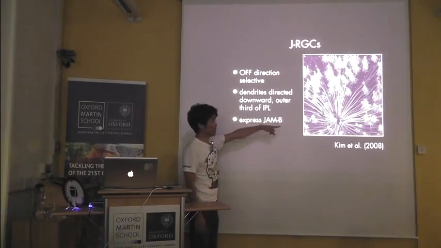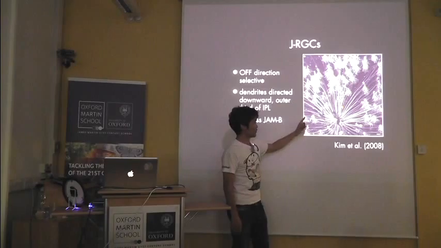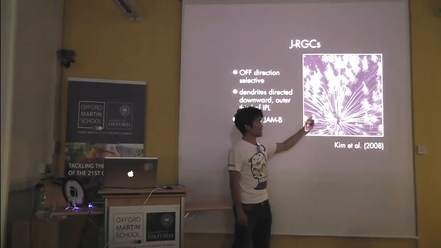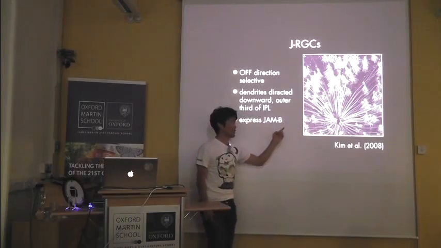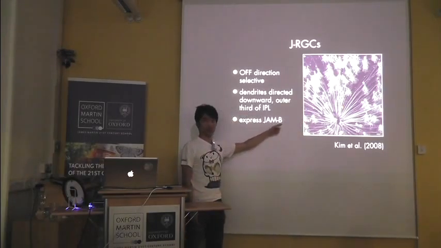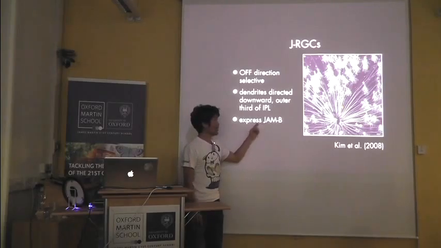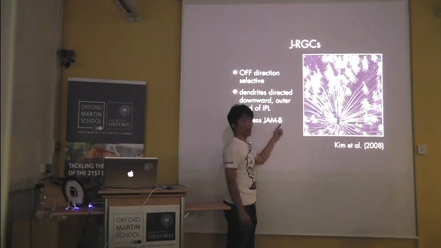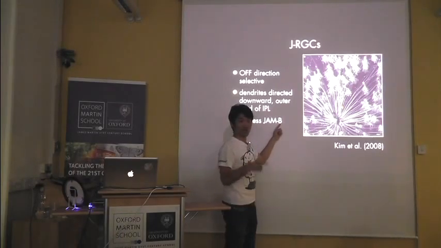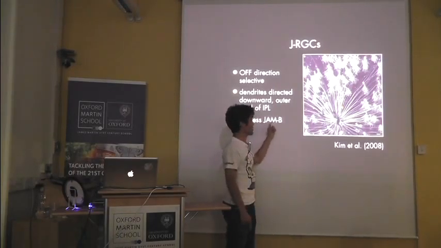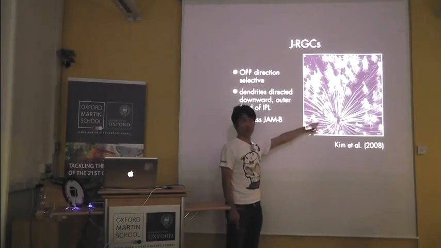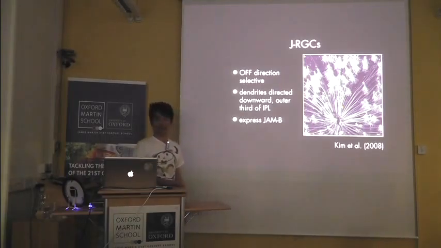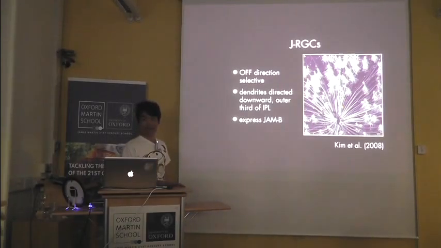So all these cells are labeled here because the fluorescent protein's expression is under control of the promoter for a cell adhesion molecule. So these cells are all cells that express this gene, and by genetic trickery, any cell that expresses this gene is made to express the fluorescent protein. So that's how you get this. It's neatly specific, with all of them pointing downward, for JAM-B.